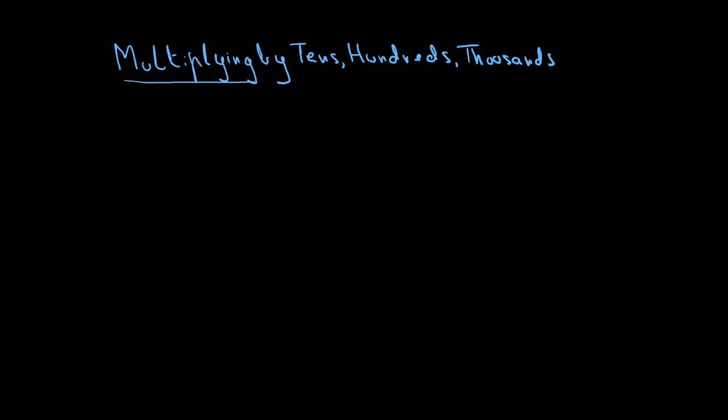So let's learn how to multiply by tens, hundreds, and thousands. Let's start out simple and see if we can multiply 3 by 10. We know 3 times 10, but I'll just call it 3 tens. So in place value, 3 tens are just 30.